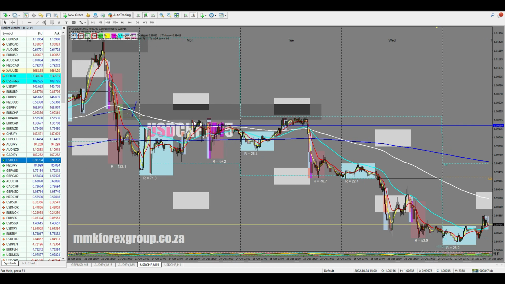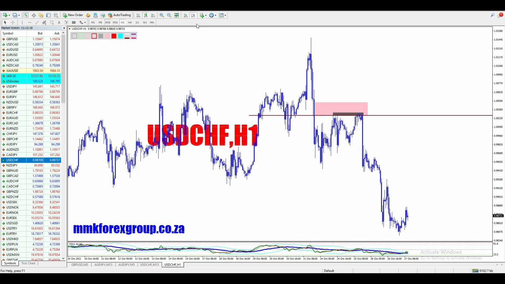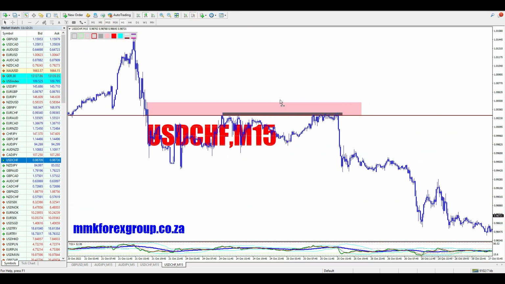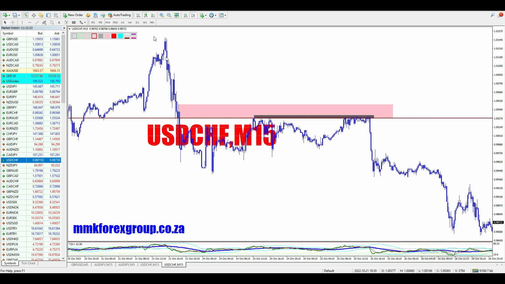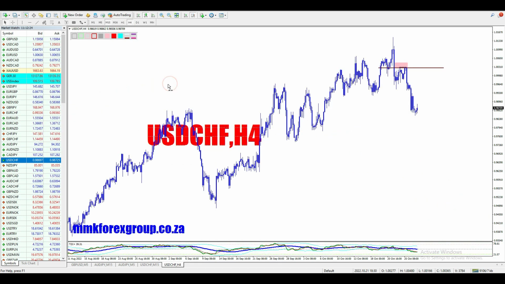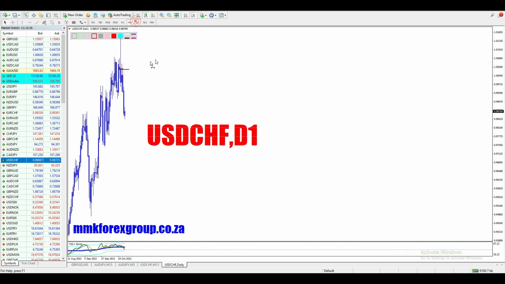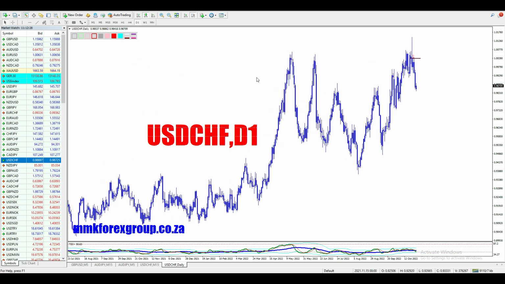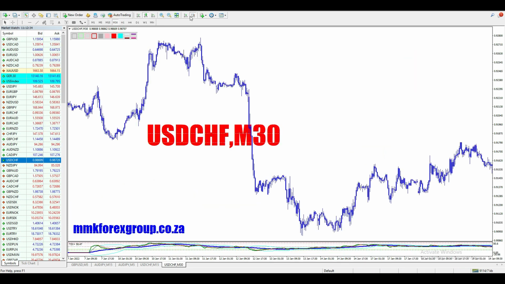If you look at this from a clean chart, guys, let's go to the M15. This is what we actually have. We actually have a nice area there. Looking at it from the higher time frame, you can see where price was actually getting back to. A very good key level right there.